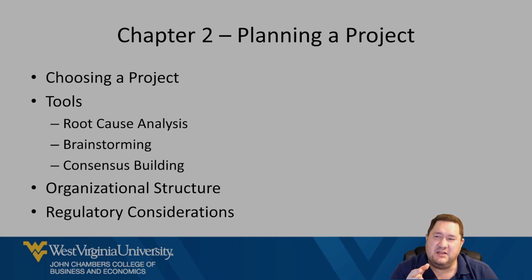So let's move on to chapter 2, planning a project. So first, a project has to be chosen. Why do we choose this one over this other one? That is probably one of the hardest things. We only have a limited budget, but how do we choose that we're going to renovate, let's say, this office or this department, or do this other department? How do we choose which one, right?